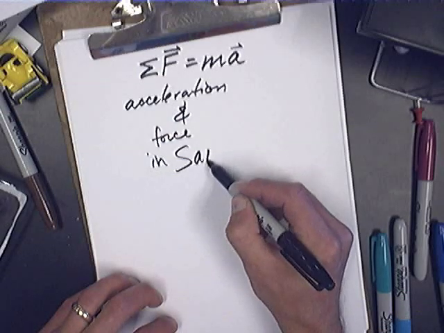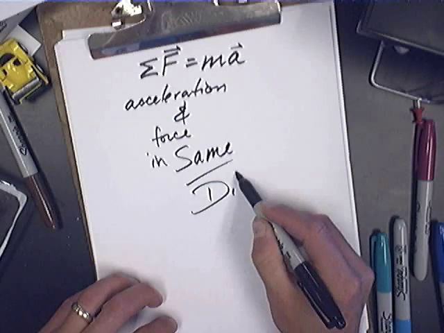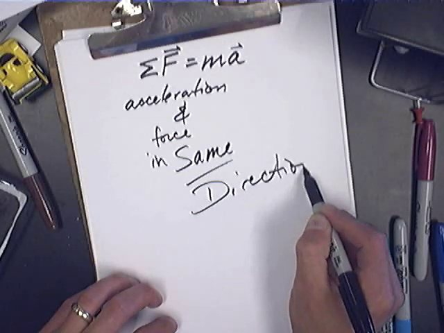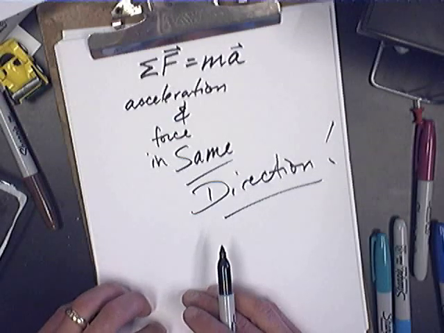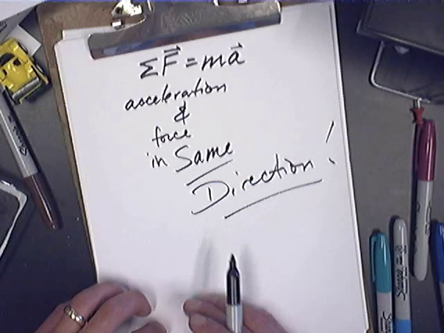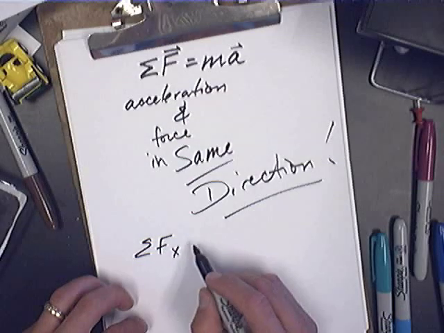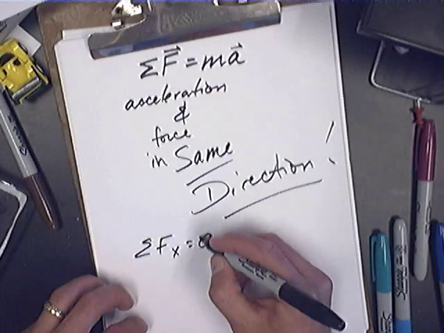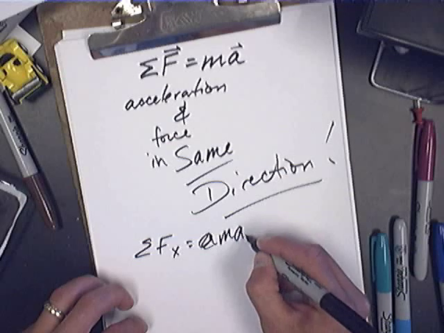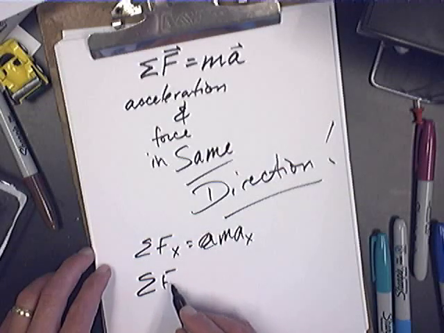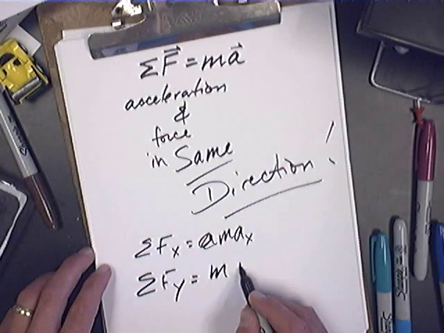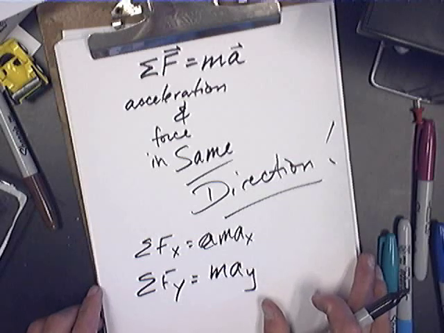Same direction. That also means that you have the sum of the forces in the x direction equal mass times acceleration in the x direction, and the sum of the forces in the y direction equal the mass times the acceleration in the y direction.